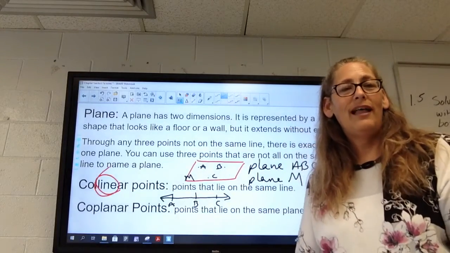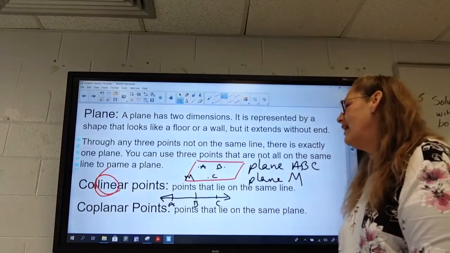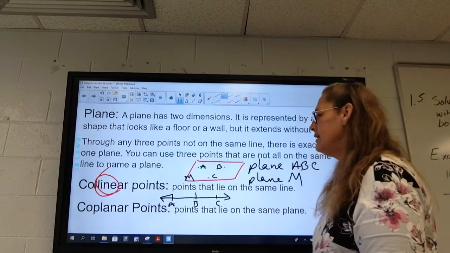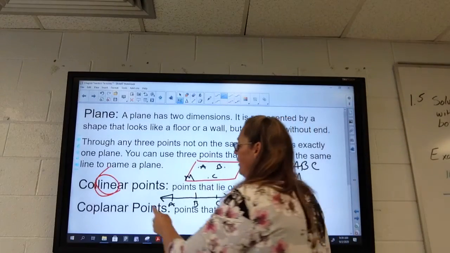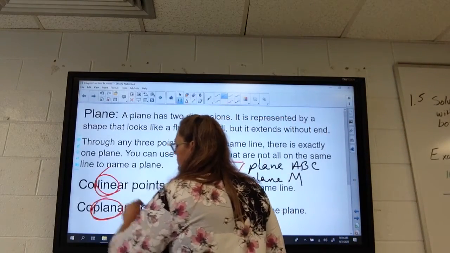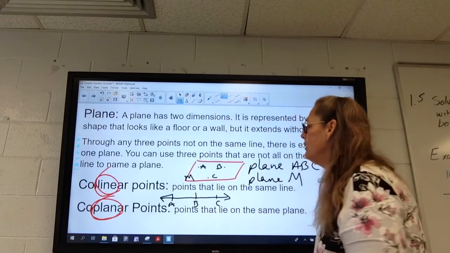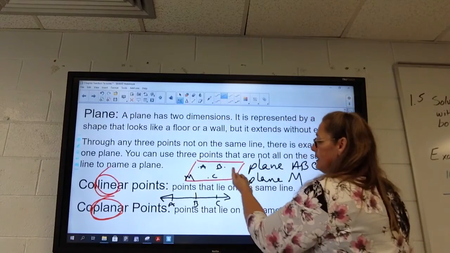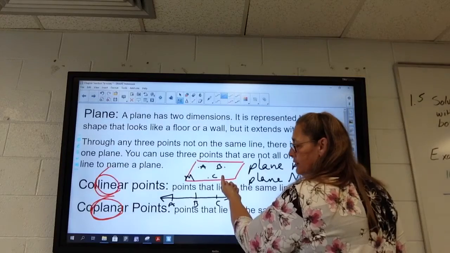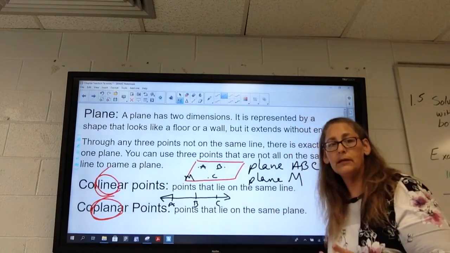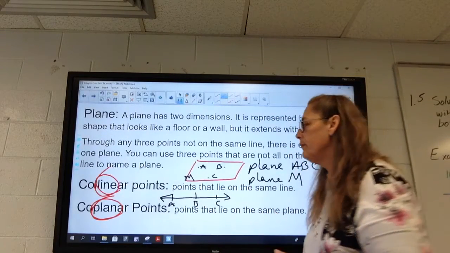The word line is in collinear. Coplanar points, points that lie on the same plane. Again, you have that word plane right there, so you'll think about coplanar. So if the points are on the same plane, A, B, and C here are considered coplanar because they're on the same plane.